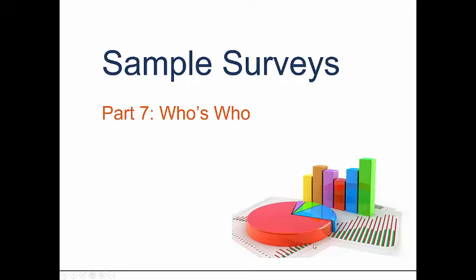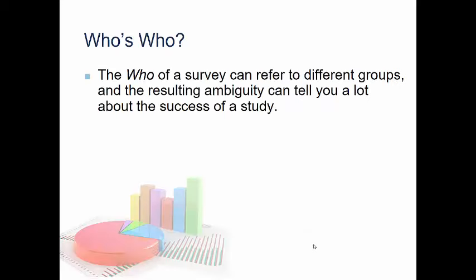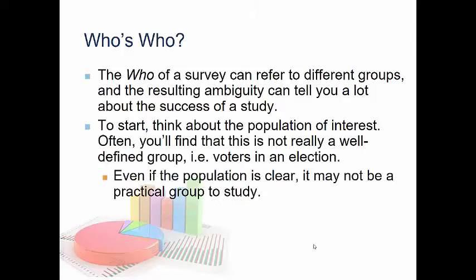Now let's revisit who's who in your survey. The who of a survey can refer to different groups, and how ambiguous that is can tell you a lot about how successful you'll be. So to start, think about the population of interest.